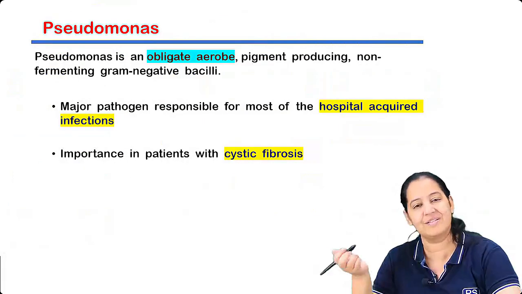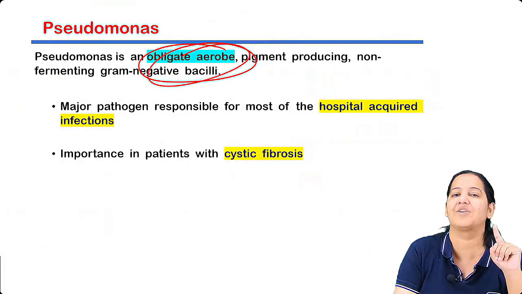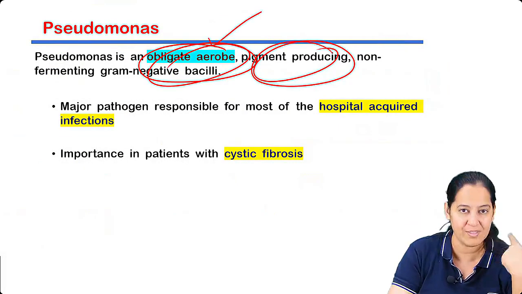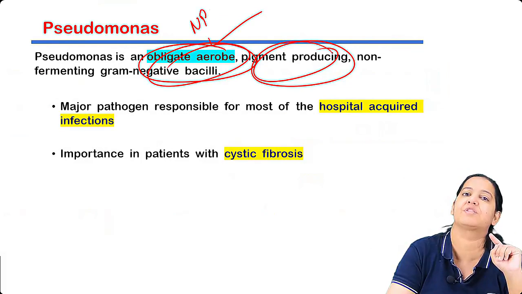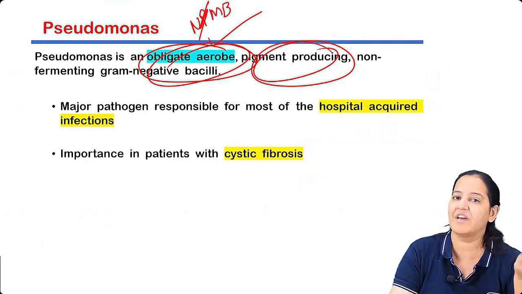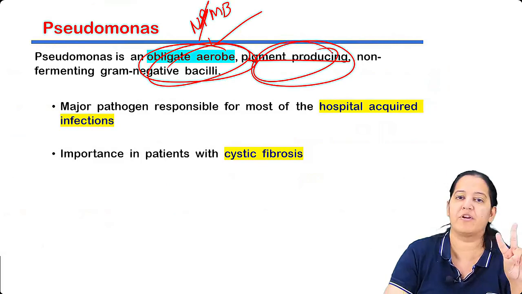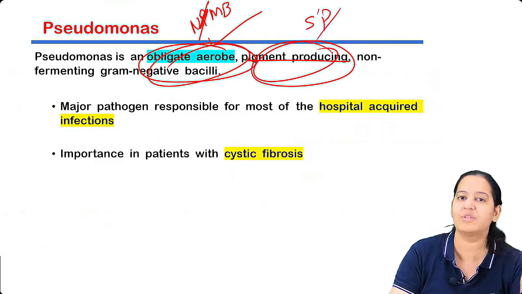Okay, so read it now. Pseudomonas is the obligate aerobe. It's the pigment producing bacteria. I know it's the obligate aerobe because it is coming in nesty pest must breathe. है ना? So it is the obligate aerobe. It's the pigment producing bacteria. Only 2 bacteria produce pigments, Staph and Pseudomonas. I know that. है ना?